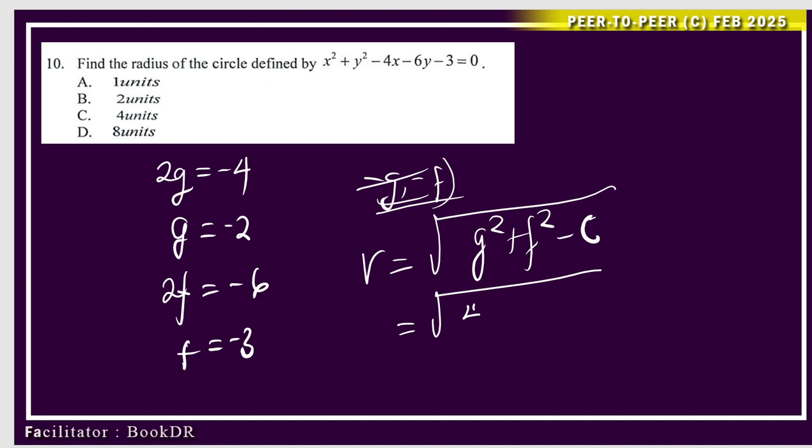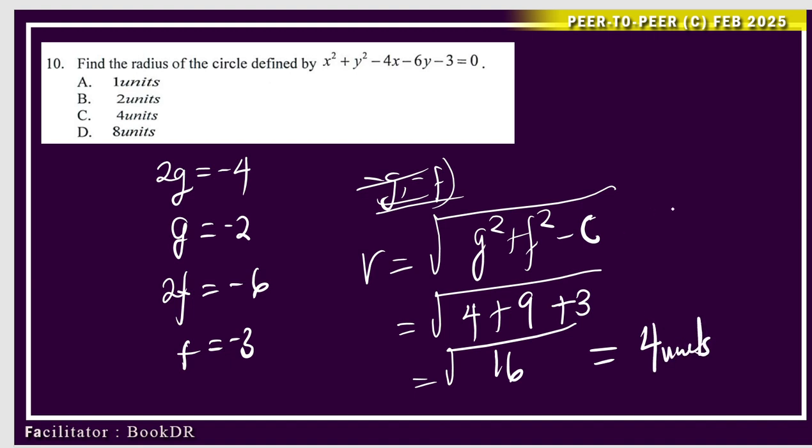Good. So the square of our j, which is negative 2, will give us 4. Then our f is negative 3, that will give us 9. Then minus c, and c is negative 3, so that will give us plus 3. So when we sum these three numbers, we have 16, that is 13 plus 3, you have 16, and the square root of 16 is 4 units. So the correct answer in this case is C.